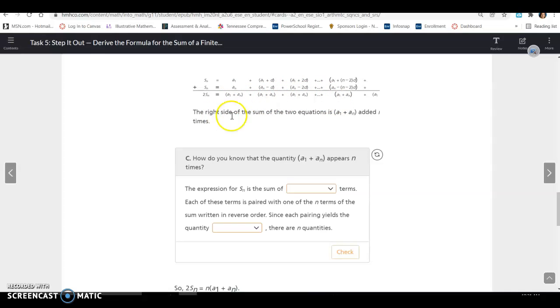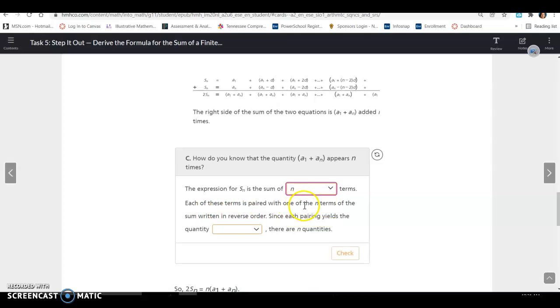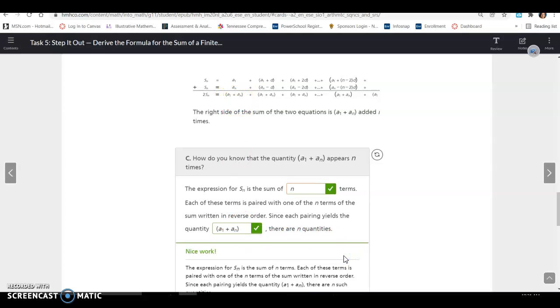All right, so it says the right side of the sum of the two equations is a sub 1 and a sub n added n times. How do you know that the quantity a sub 1 plus a sub n appears n times? The expression for S of n is the sum of n terms. Each of these terms is paired with one of the n terms as a sum written in reverse order. Since each pairing yields the quantity, you can see up here a sub 1 plus a sub n, there are n quantities.